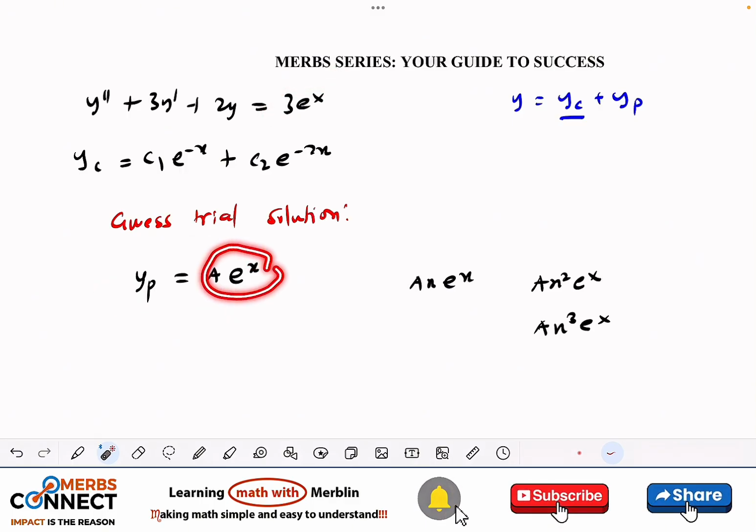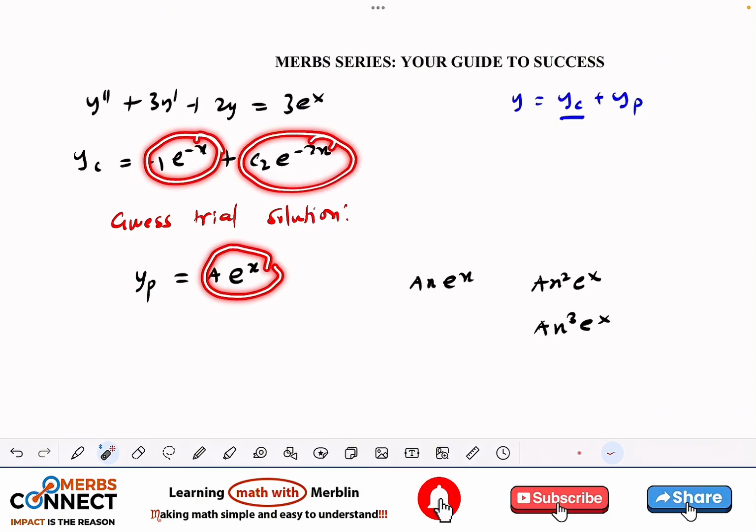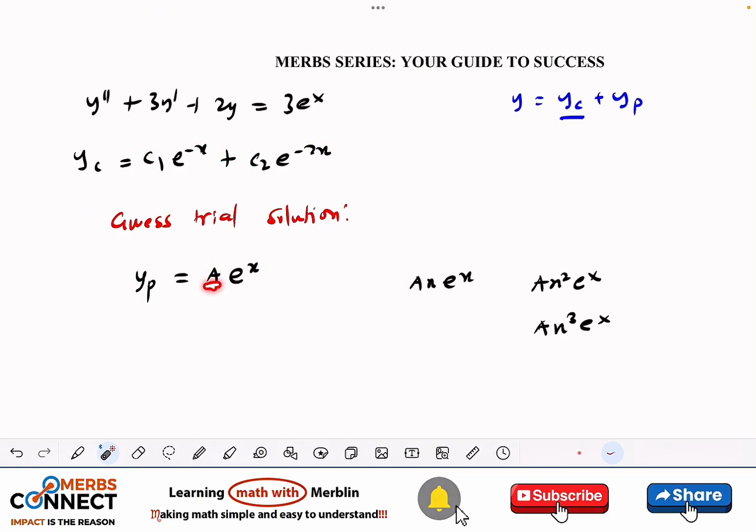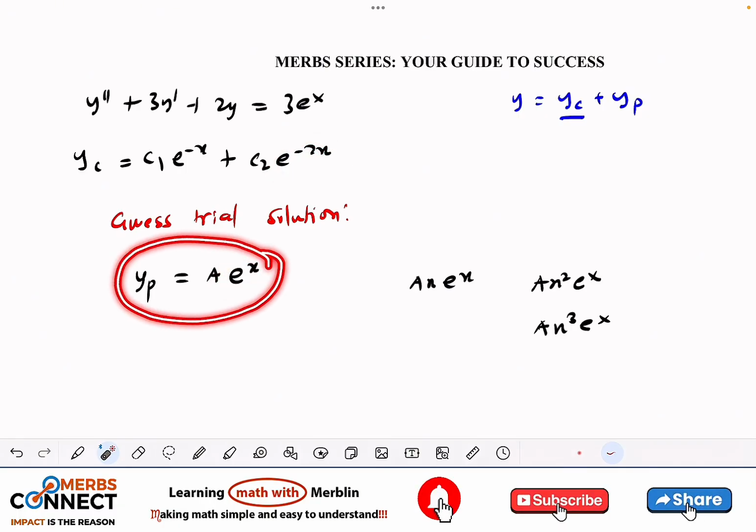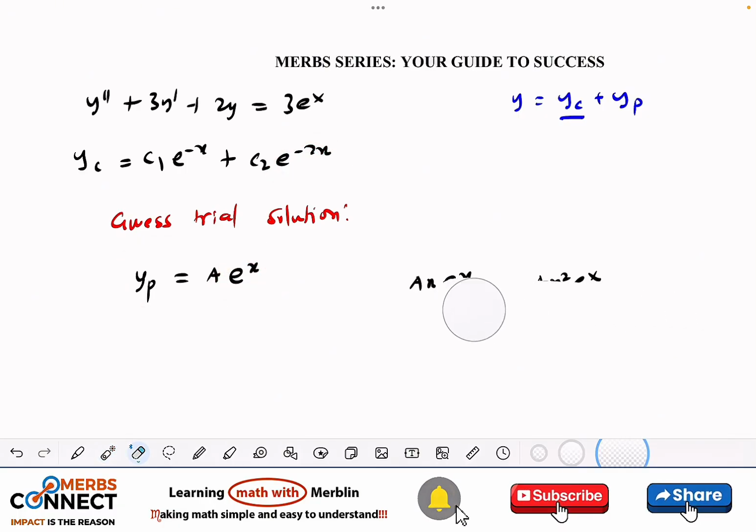Now compare this to this and see if they are the same. Remember, this is a constant, this is also a constant. But compare this. Is this the same as this? No. Is this the same as this? No. So it means that the trial solution is going to be this. So that's how we go through the process.